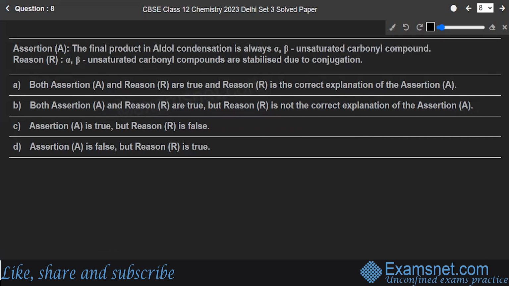Next is question number 8. The final product in aldol condensation is alpha beta unsaturated carbonyl compound.